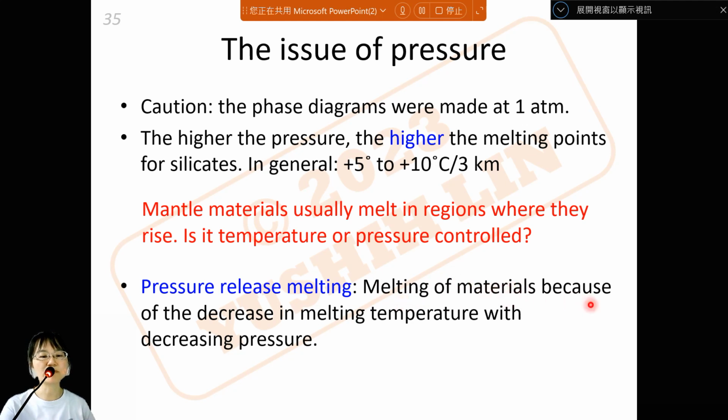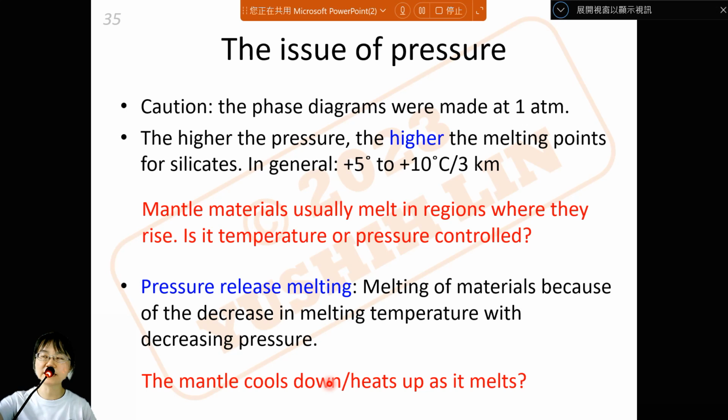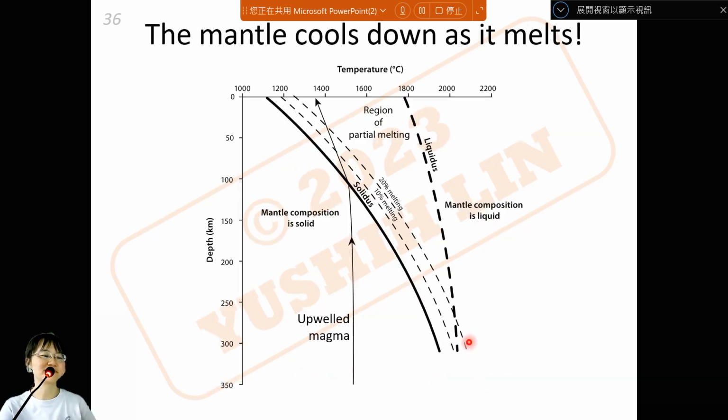Melting of material because of the decrease in melting temperature. Because the release in pressure usually corresponds to upwelling of magma, which usually corresponds to lower temperature. So we say the mantle actually cools down as it melts.